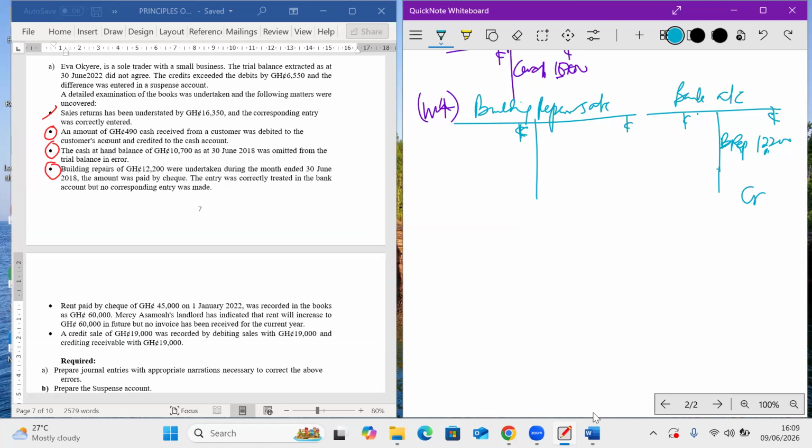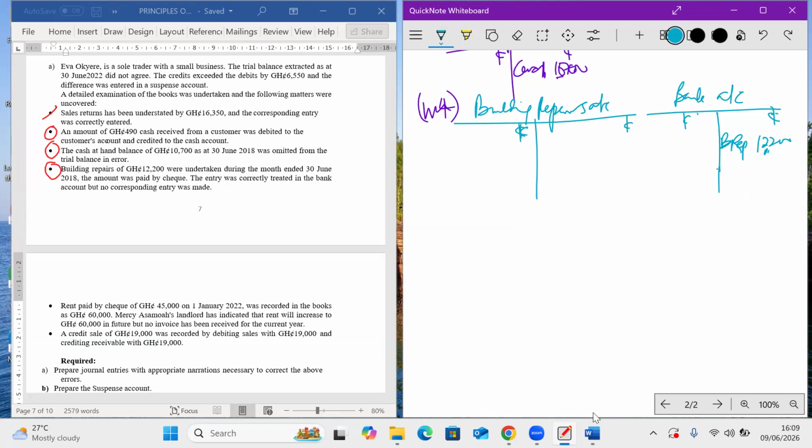So it was credited in the bank account, but the building repairs account wasn't debited. We don't know what they did. They didn't do anything. And also the amount. After you look at the debit and credit, you go and look at the amounts. The cost is 12,200, but we don't even see the 12,200 on the debit side. So the amounts are not the same. In the building repairs account, the amount is zero on the debit side, and in the bank account, the amount is 12,200. Because they are not the same, the error affects the agreement of the trial balance. Are you good? Yes.